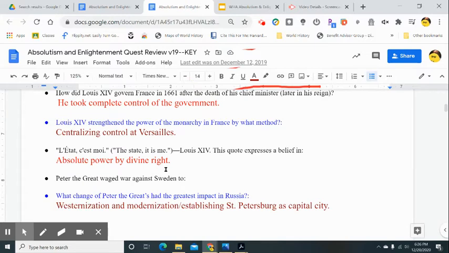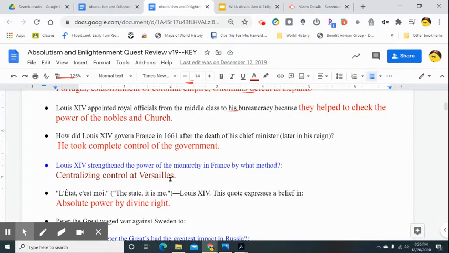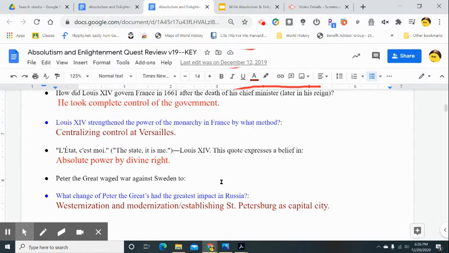L'État, c'est moi. The state, it is me. This quote expresses a belief in absolute right, absolute rule by divine right. L'État, c'est moi. Centralizing control at Versailles. These are all ways that he did this. He centralized control at Versailles, keeping the nobles there.